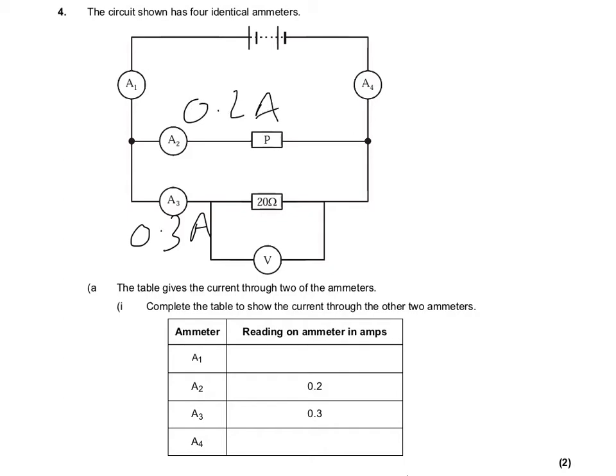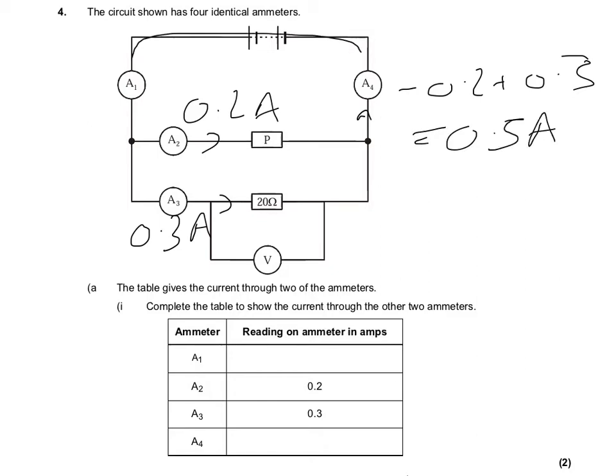To work out the current going through here, if you imagine you've got 0.2 going that way and 0.3 going that way, at this point they both meet. So you can have 0.2 plus 0.3 is going to equal 0.5 amps. Those 0.5 amps are going to travel around, and you get 0.5 amps there before they split again.